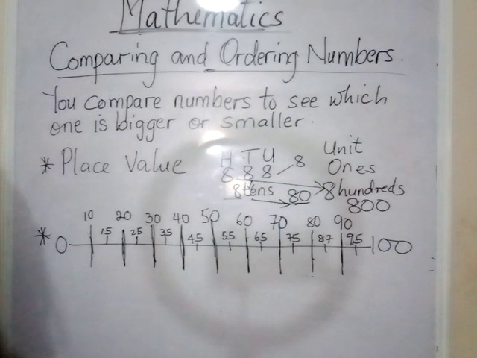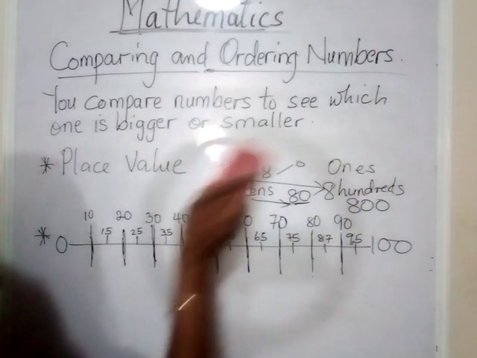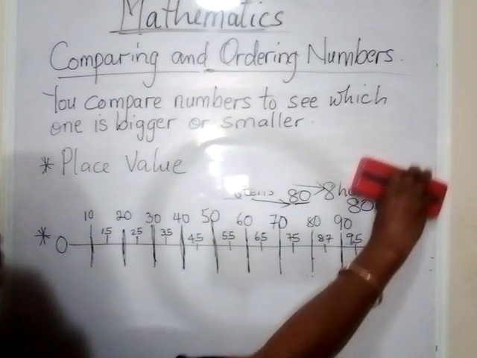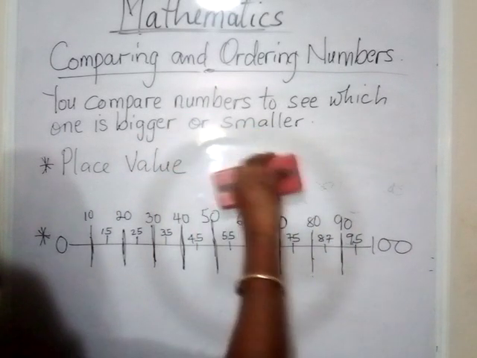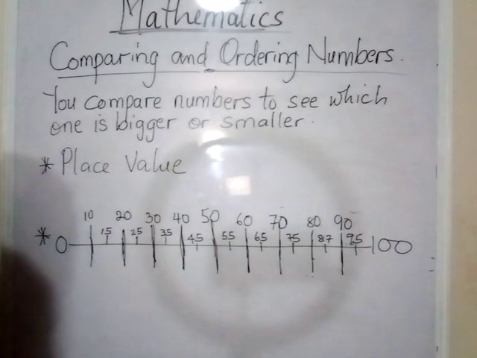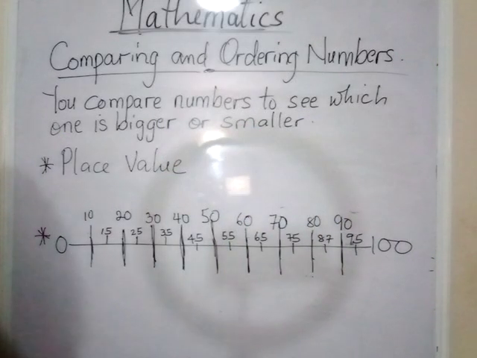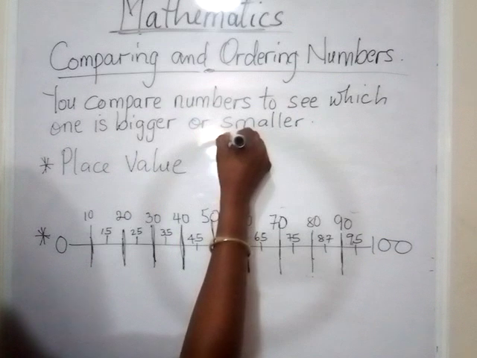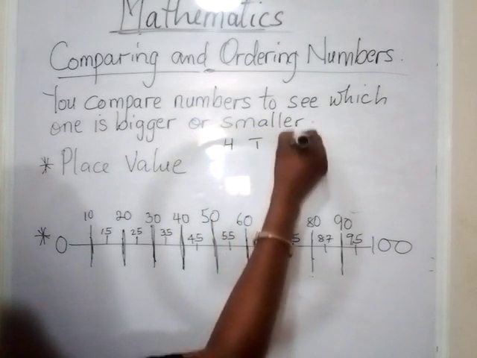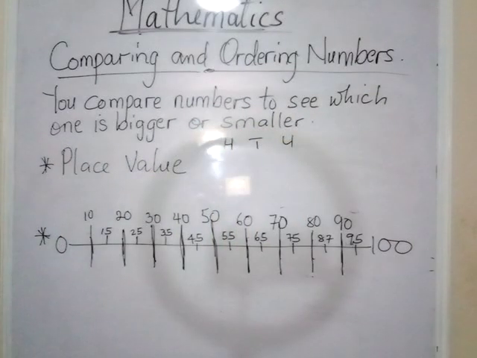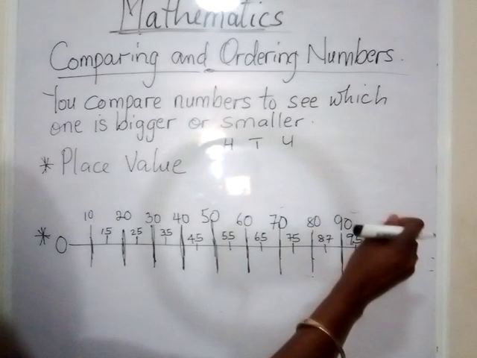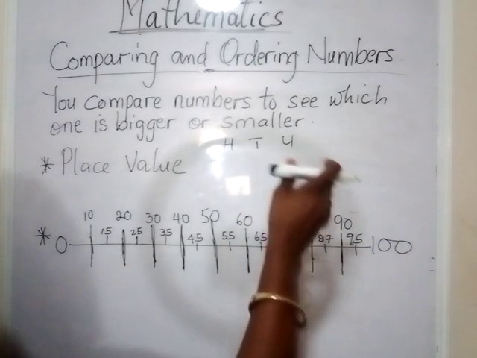Let me rewrite this in a way that won't confuse you. I'm using the same digit for all of them so that you will understand. So we have hundreds, tens, and units. And remember, the position of units has the smallest value.